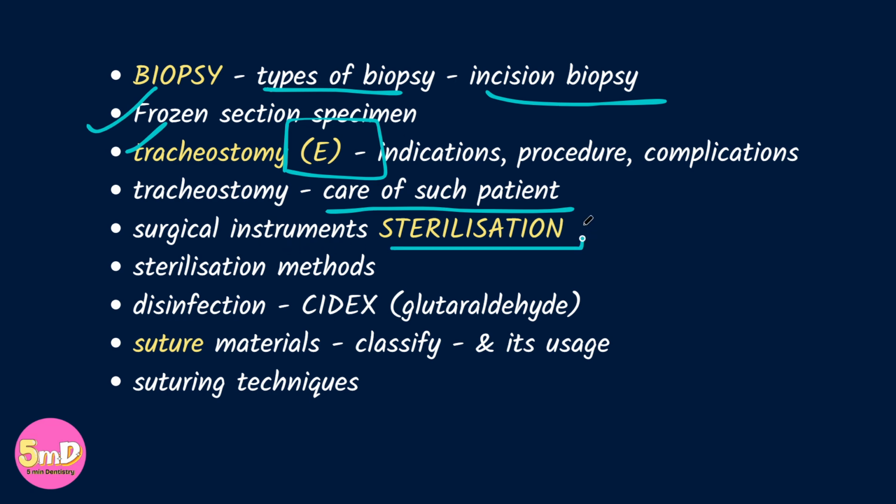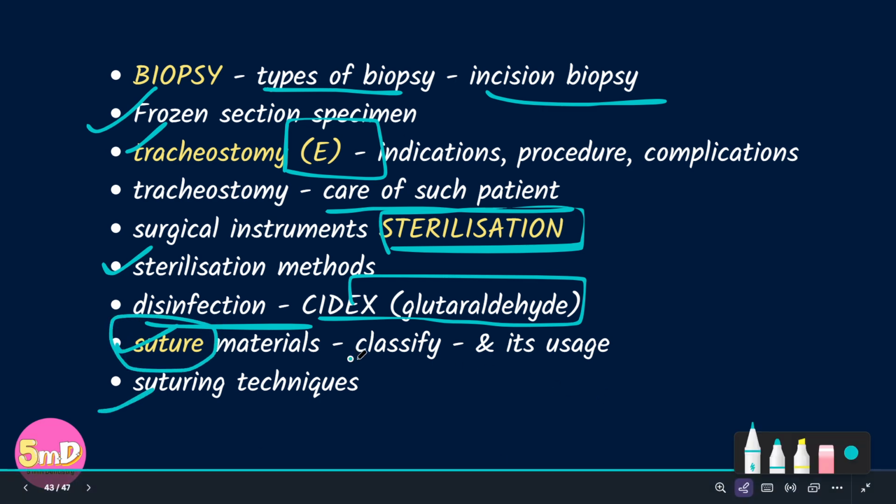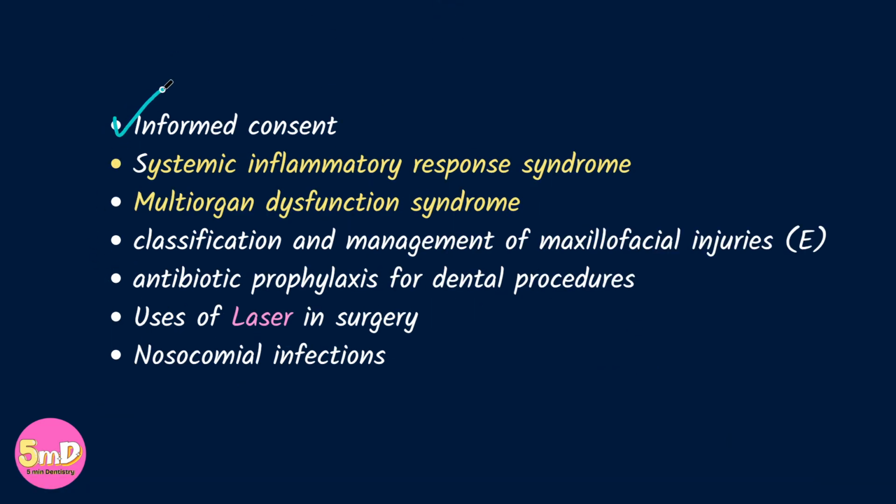Surgical instrument sterilization. Sterilization is again important, and you have been repeatedly learning it from microbiology. It will be asked in final year also, so it's better to be thorough with sterilization and disinfection. They have asked about glutaraldehyde alone once, sterilization methods, suture materials, suturing techniques, classification of suturing materials and their usage. Informed consent is actually an ethical issue. You should know about informed consent and how to get it from the patient.